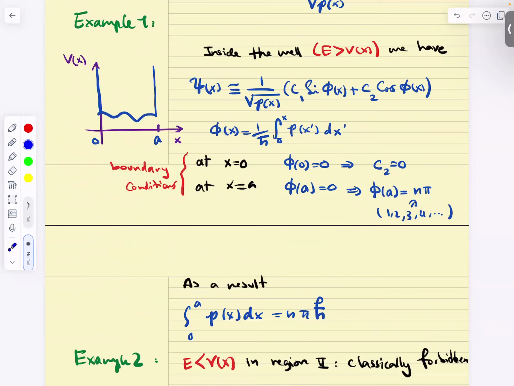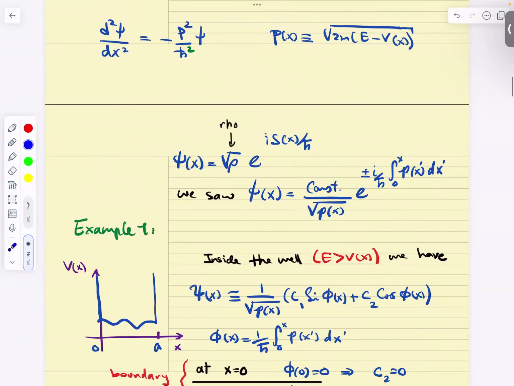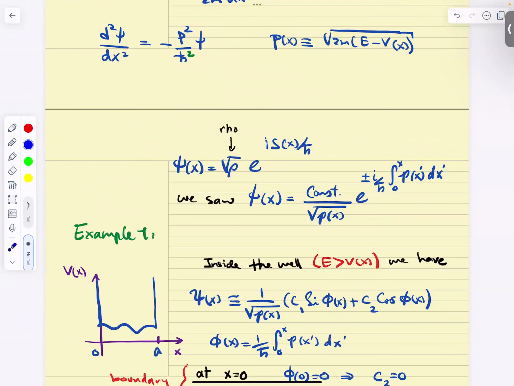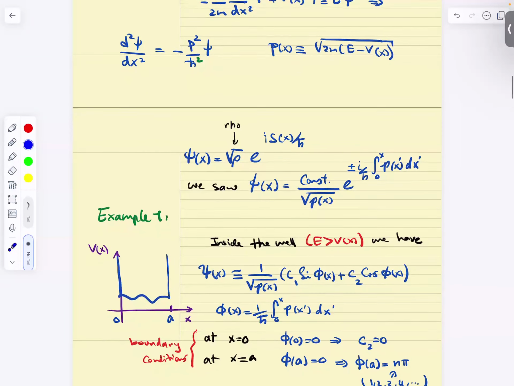That's basically your solution. As a result, you find that you get this quantization condition: the integral from 0 to a of p of x dx is n pi h bar. So this is your whole solution, because you know what p of x is. It's just this thing. Any questions? So we solved it. It's very straightforward, of course, if the approximation is valid.